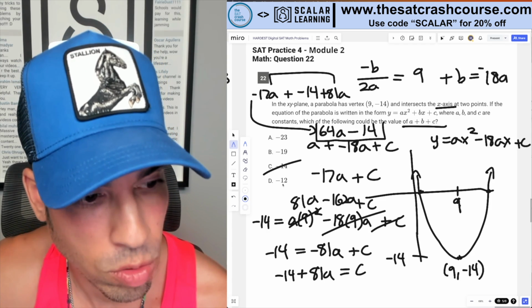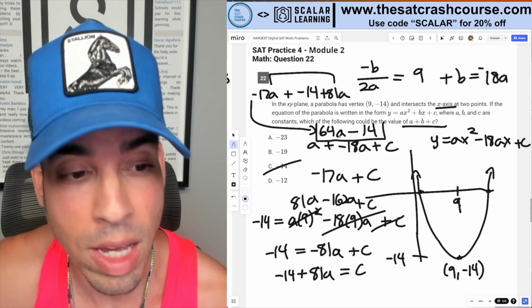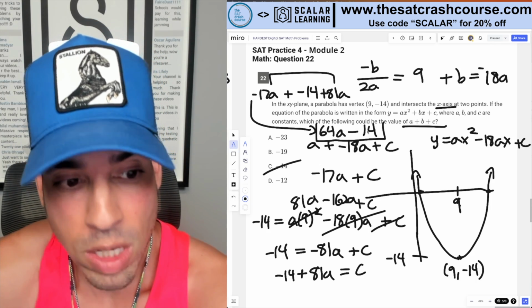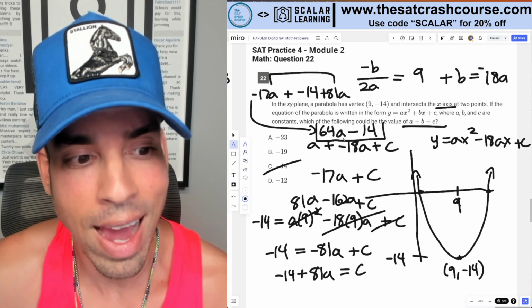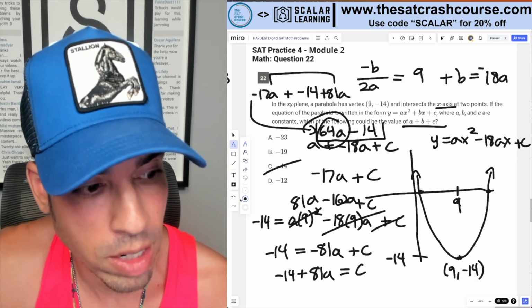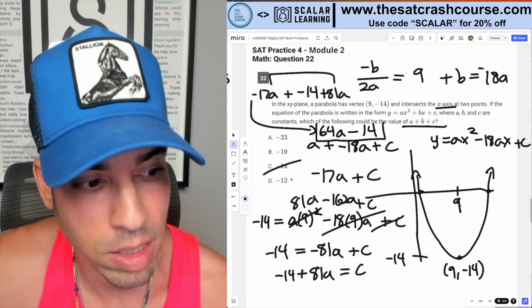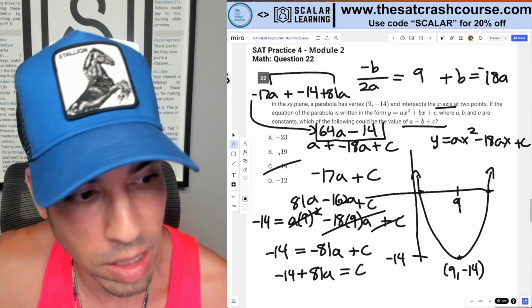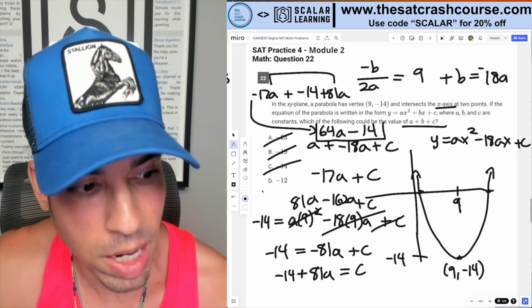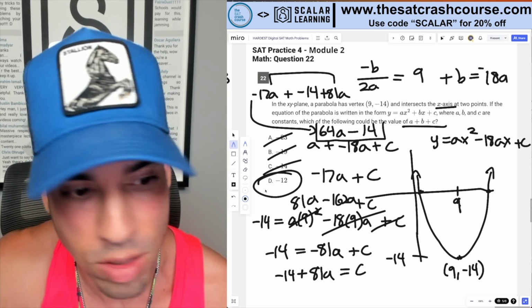So now it's down to these 3 answers. But again, I know that a is positive, right? It can't be negative. If a could be negative, then we could go below -14. But since a has to be positive, even if it's 0.0001, this expression has got to be something positive. So there's no way it can go below -14. So -19 and -23 are out, but -12 is a possibility, which means D is the winner.